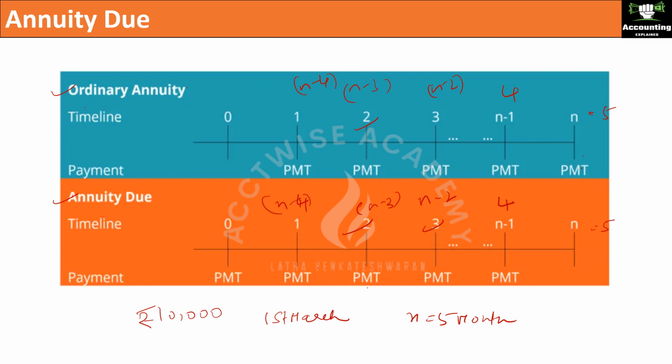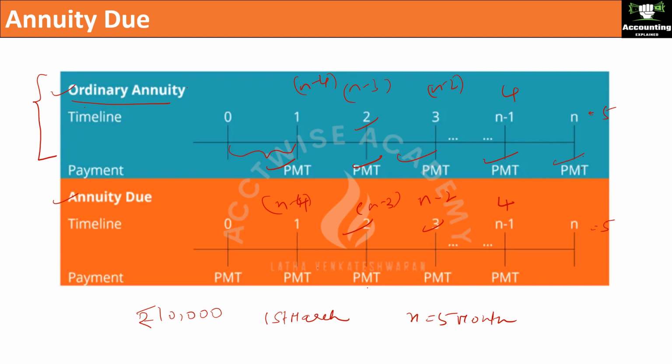If you are going to follow ordinary annuity, that is, if you are going to pay rent at the end of every month, the first payment is made at the end of the first month, the second payment in the second month, the third payment in the third month, the fourth payment in the fourth month and the fifth payment in the fifth month. This is how ordinary annuity works.